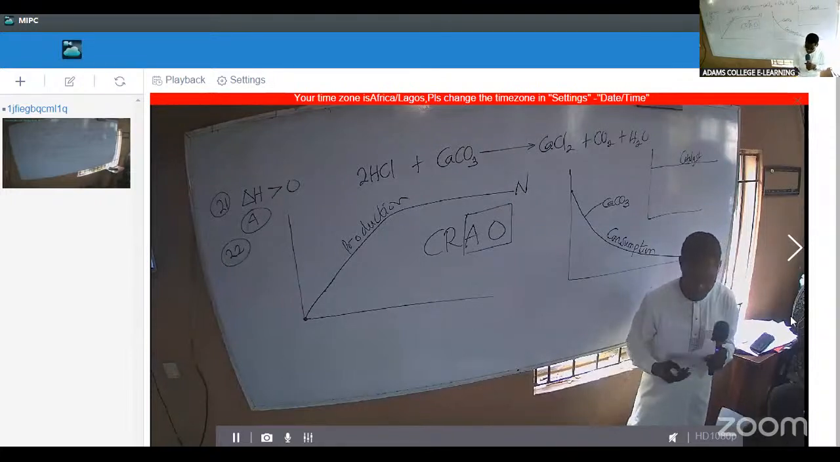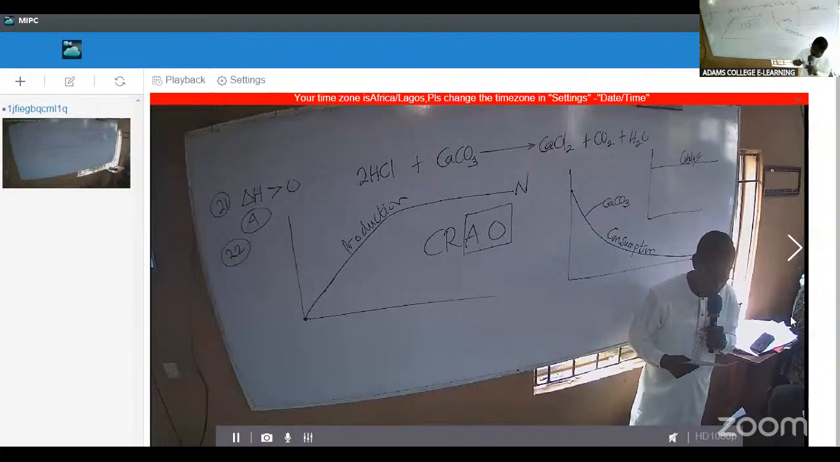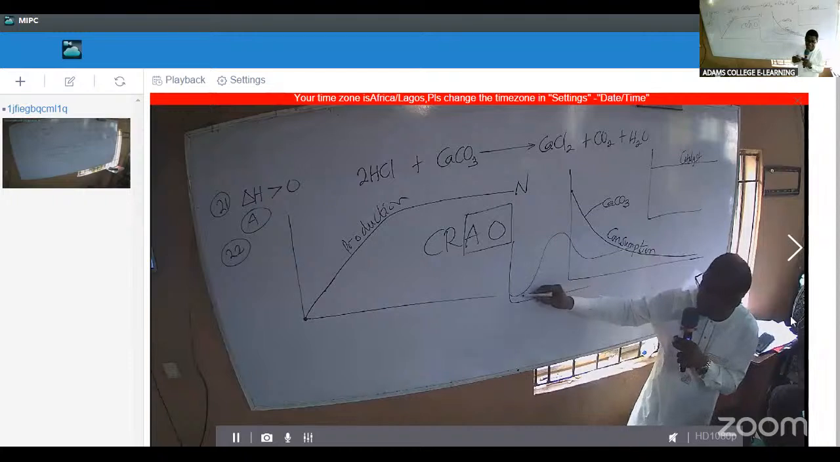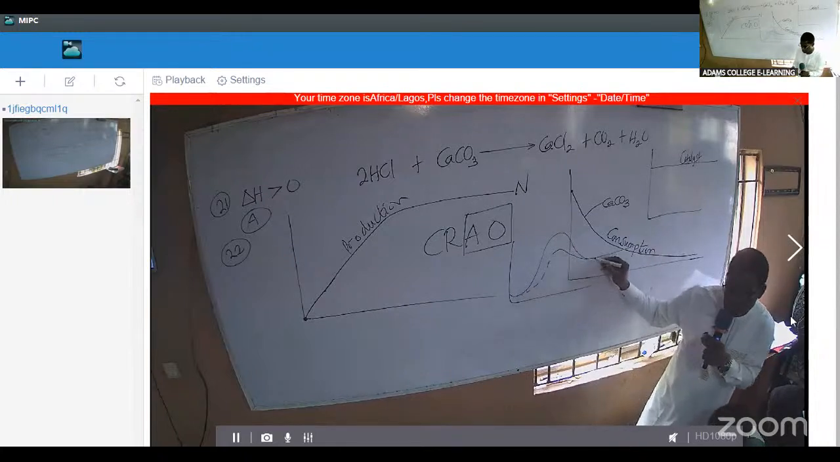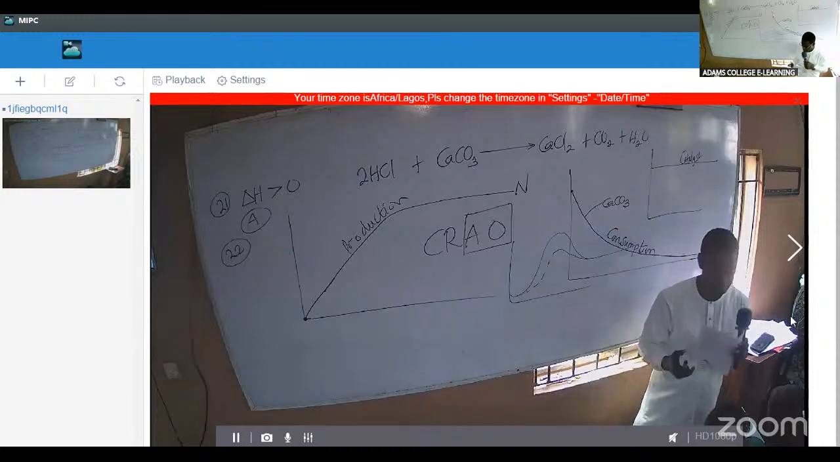Number 24. Which of the following will change? We have done this many times. They asked questions about that yesterday. They are going to add a catalyst. What will happen? What is affected is the activation energy. That's a recurring question. They've been asking that many times. Activation energy.